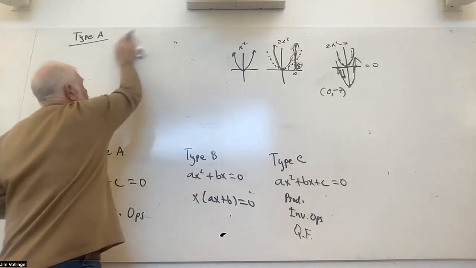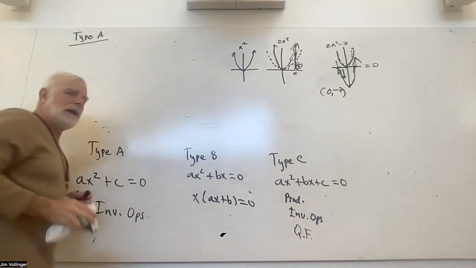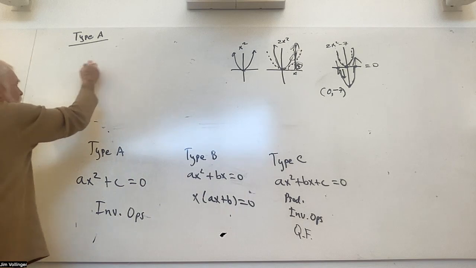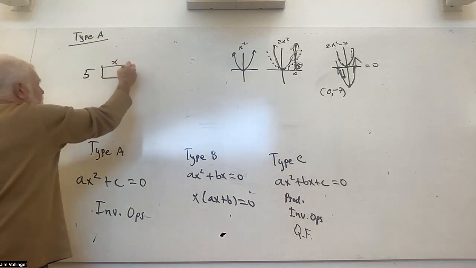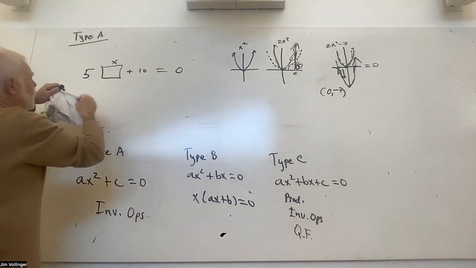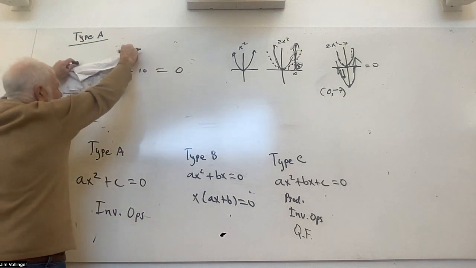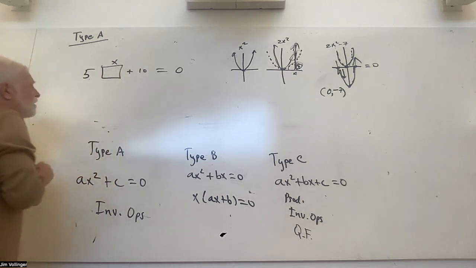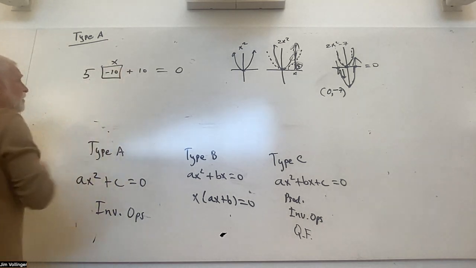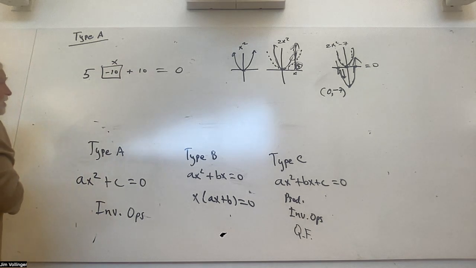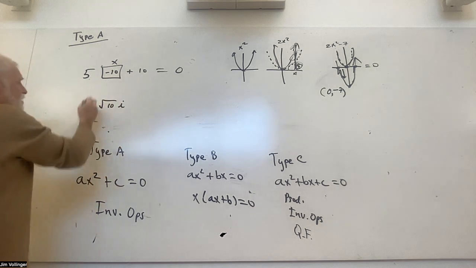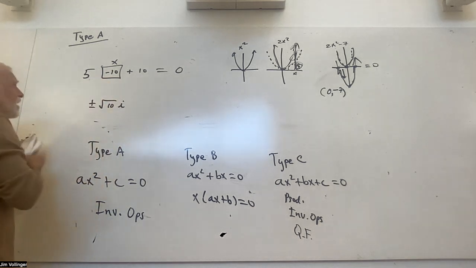And I think it's good to have a little feel for the graphical as well as the geometric. So 5x squared plus 10 equals 0. All right, so this whole thing has to equal -10. We're going to have -10 here. So that means that this is -10, which is square root of 10i, plus minus. And that's what's going to come out of this.